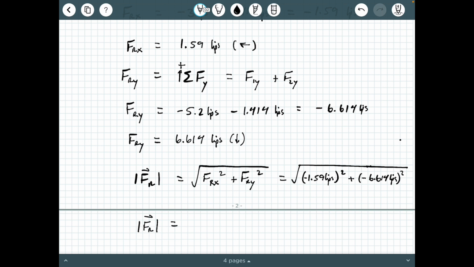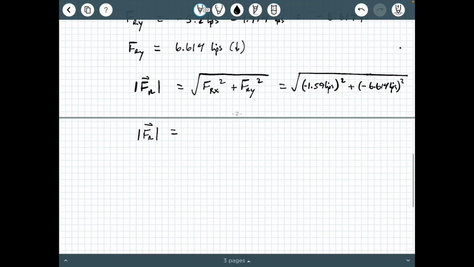So what is this magnitude gonna equal? Well, remember, don't forget, you're squaring these negatives, right? So it is negative 1.59 squared, but you square the negative, so it becomes a net positive. Same thing on the negative 6.614.